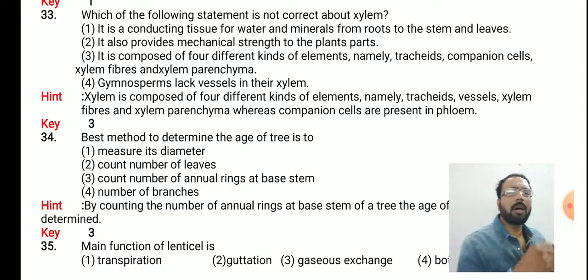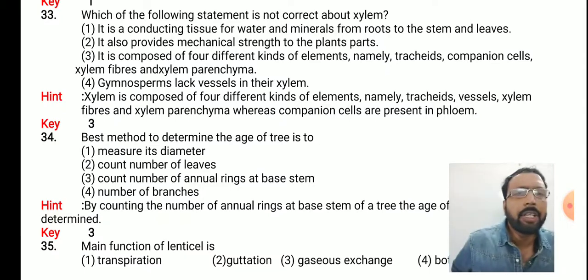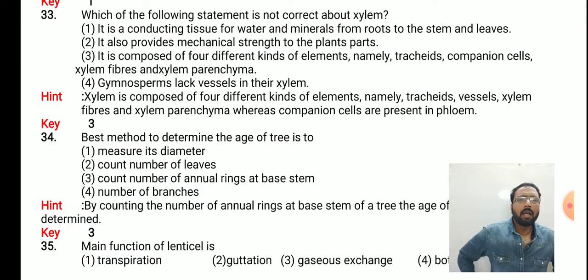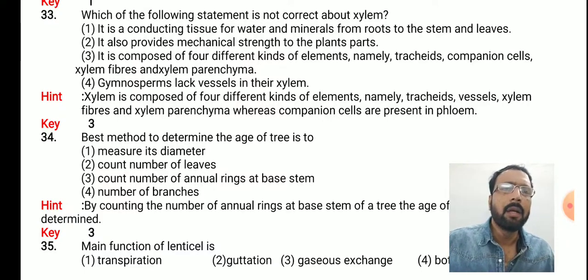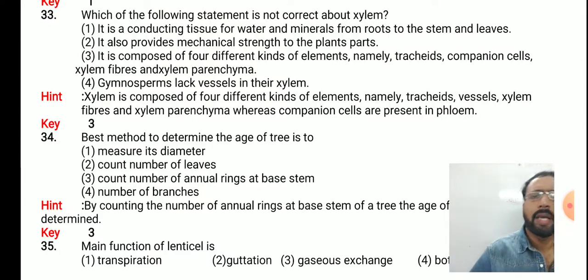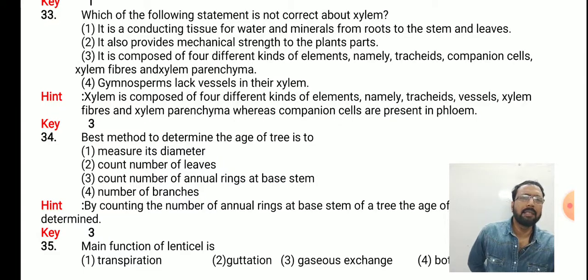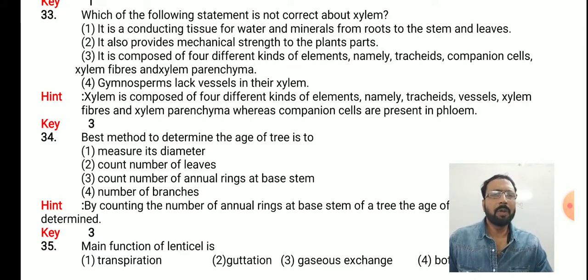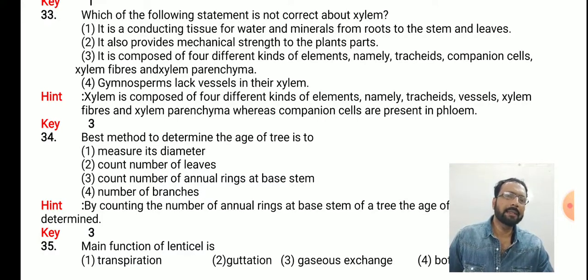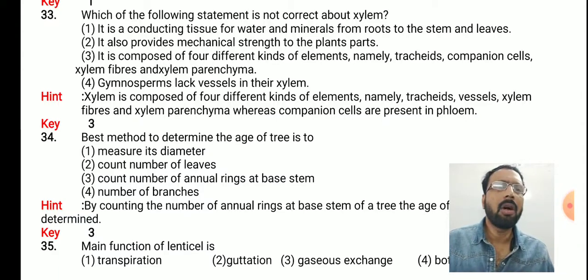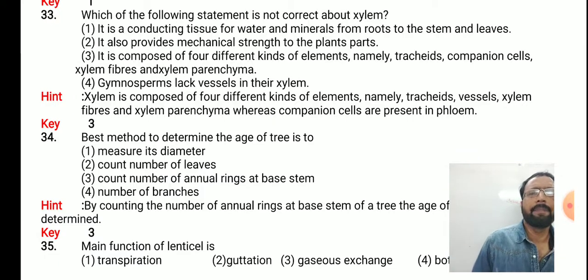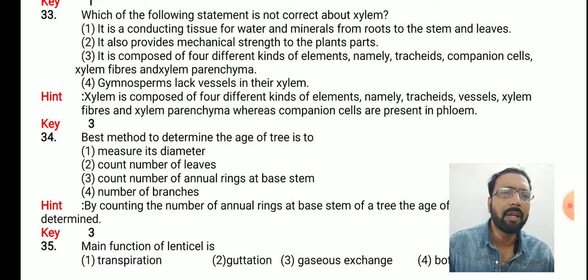Next, which of the following statements is not correct about xylem? Xylem is the conducting tissue for water and minerals from root to stem and leaves. Correct. It provides mechanical strength to the plant parts. Okay. It is composed of four different kinds of elements, namely tracheids, companion cells, xylem fibers, and xylem parenchyma. Gymnosperms lack vessels in their xylem. They are asking for the incorrect statement, so the third option is the incorrect one, as companion cells are not part of xylem.